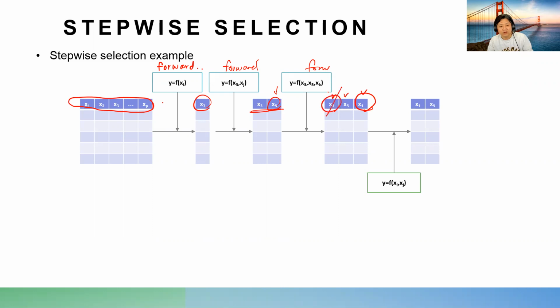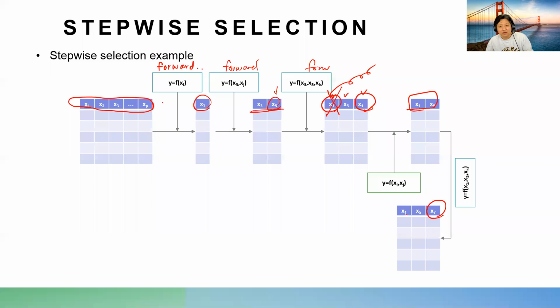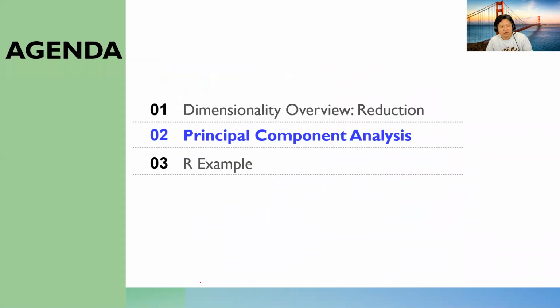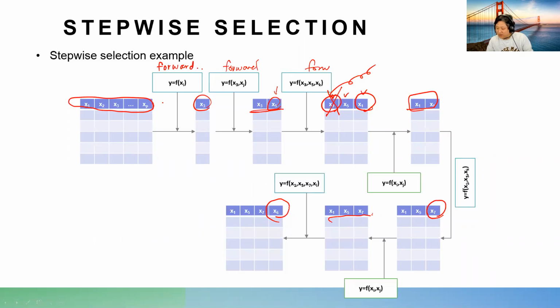And in this case, x3 is not important, so x3 goes out, and then we have only two, right? And then forward again, so we add x7, and test the backward again. Okay, all three are important, we keep them. And then forward again, and x6 is included. Okay, so in this way, if there is no significant improvement of your model fit, then we stop. Okay, this is stepwise selection.